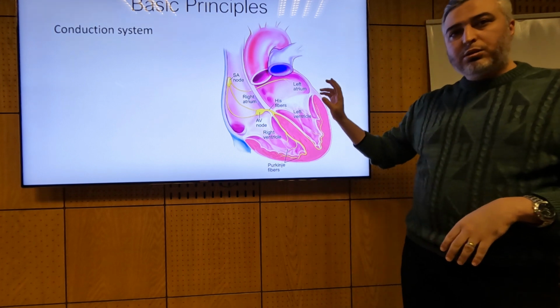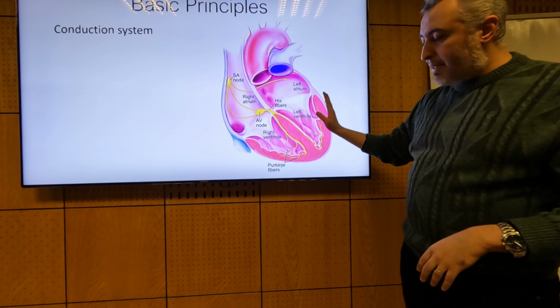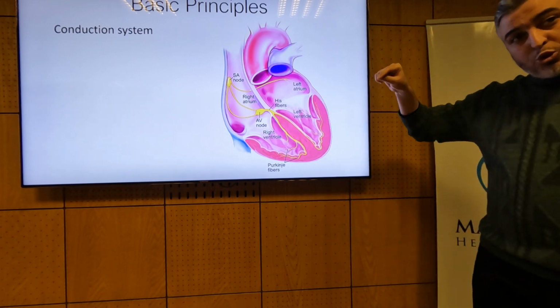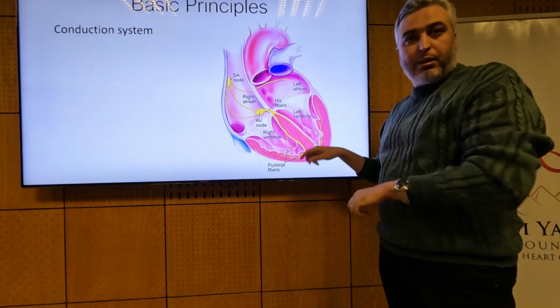So it is very important for the excitation wave to reach the right and the left ventricle at the same time, but also for the left ventricle to be excited, the septum and the free wall at the same time. Okay?